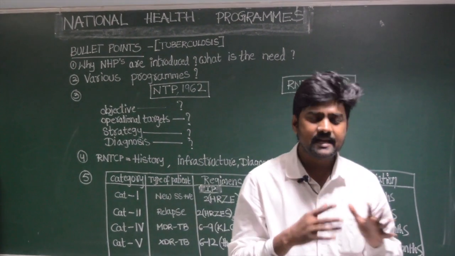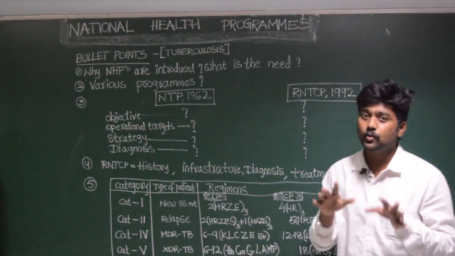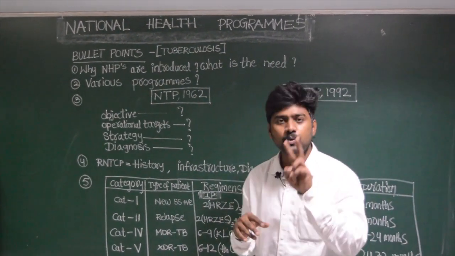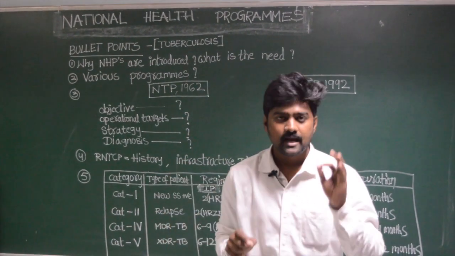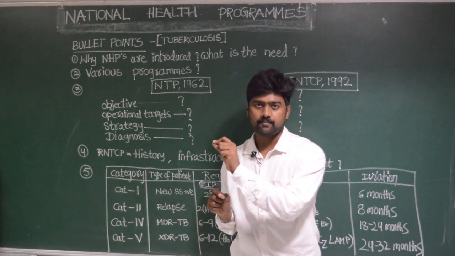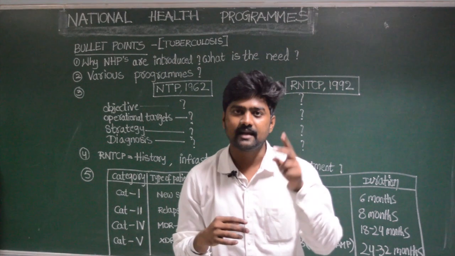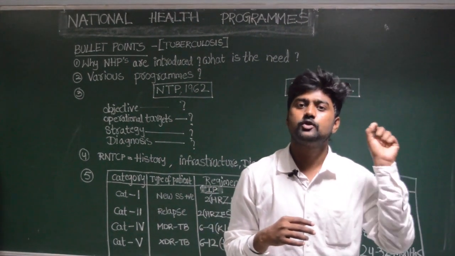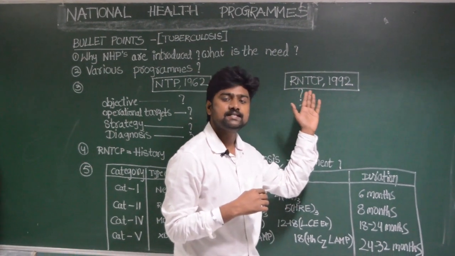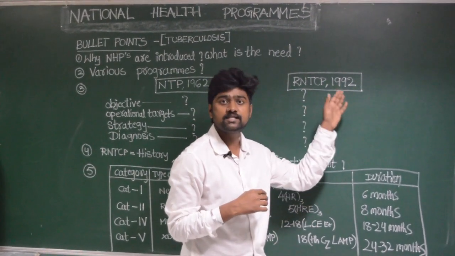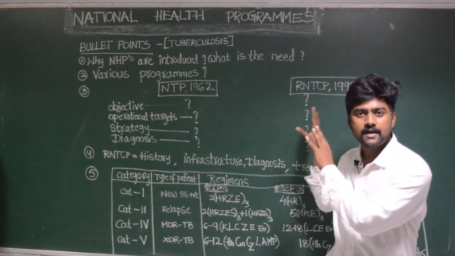So a basic question comes to your mind: are there not any national health programs regarding this disease? Yes, they do exist. Primarily, we'll discuss two national programs. The first is NTP, the National Tuberculosis Program, in the year 1962. The second is the Revised National Tuberculosis Control Program, which we term RNTCP, in the year 1992. We'll be discussing exclusively these two programs in this presentation.